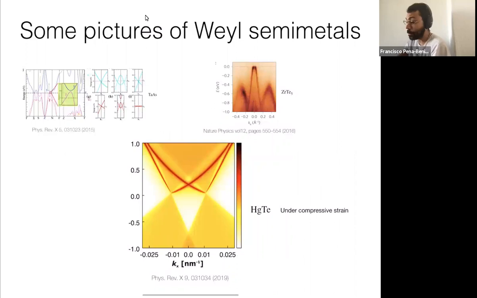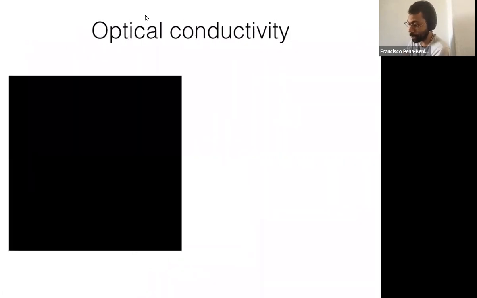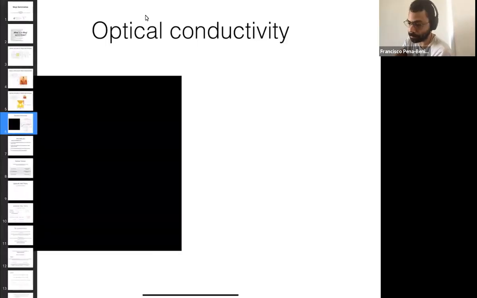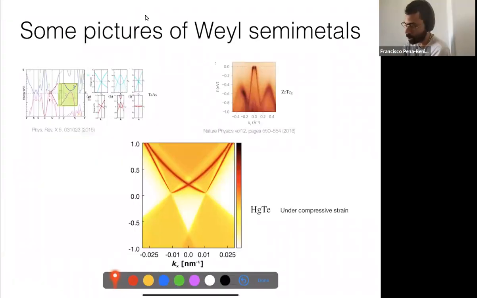Another material that I find quite interesting is mercury telluride under compressive strain. The reason this material is quite relevant for the understanding of the properties of Weyl semimetals is that the Fermi energy is sitting exactly at zero, at the neutrality point. Okay, so the Fermi energy sits right on the intersection of the Weyl points.